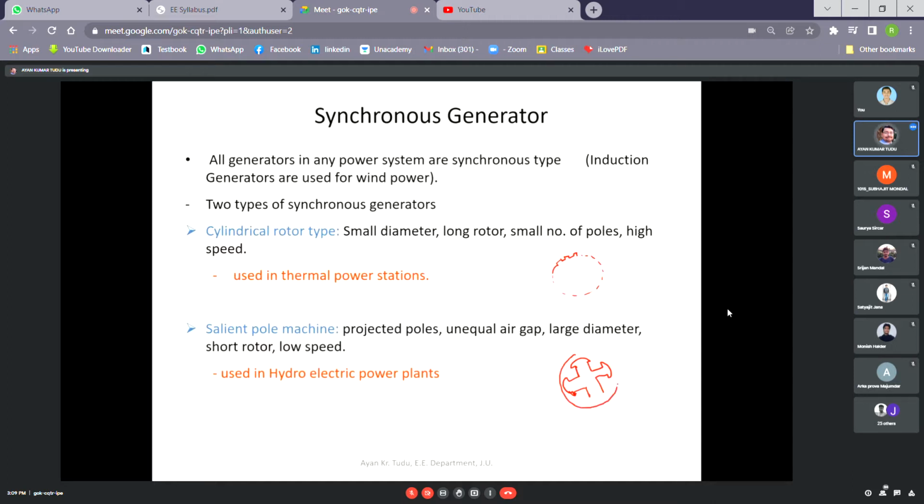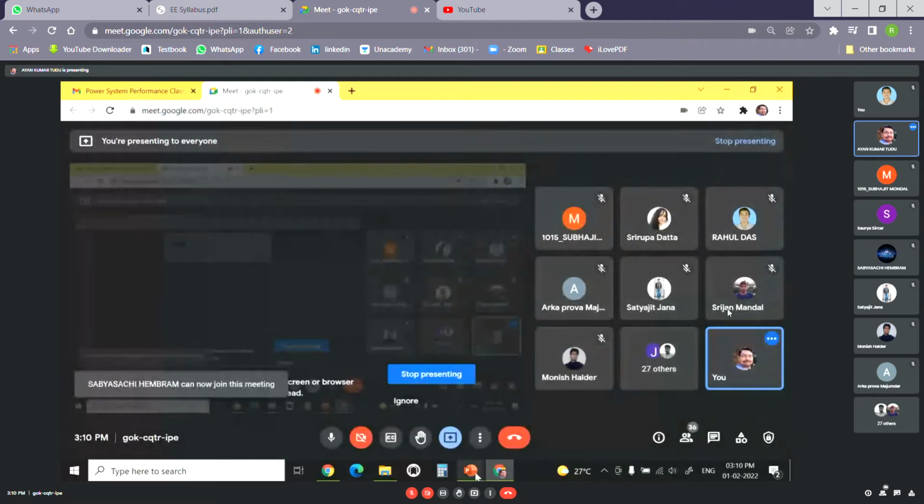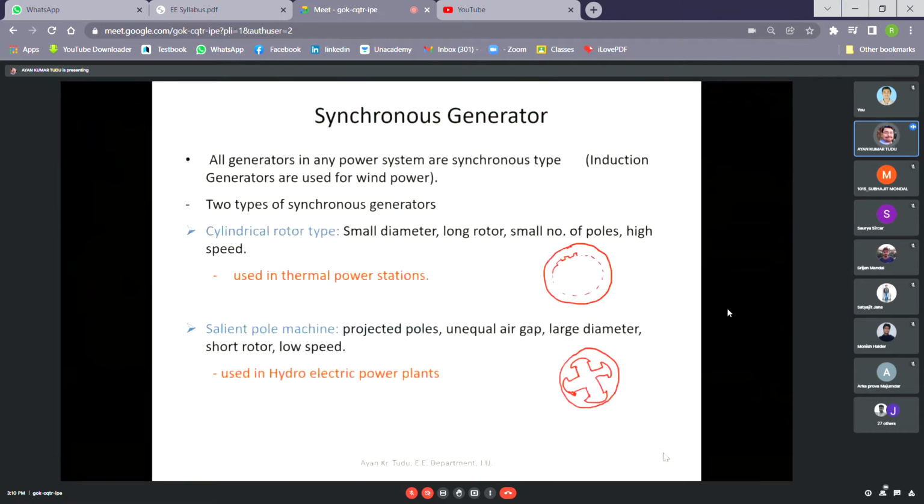You can just understand it. The air gap is not uniform between the stator and the rotor in a salient pole machine, whereas the air gap is uniform for a cylindrical rotor machine. Air gap means the gap between the stator and the rotor. I hope you are getting my point. So what we are seeing is that in salient pole type machines, we have projected poles as shown in the figure. Then we have an unequal air gap between the stator and the rotor.